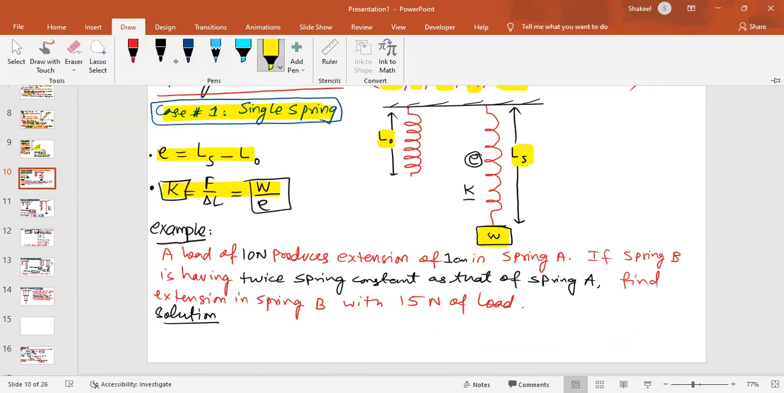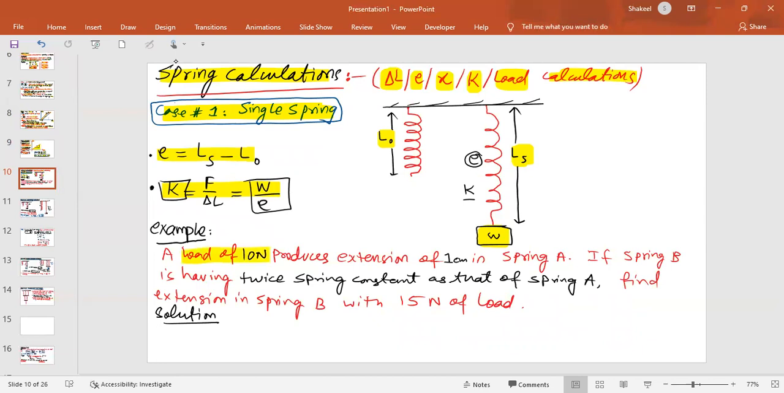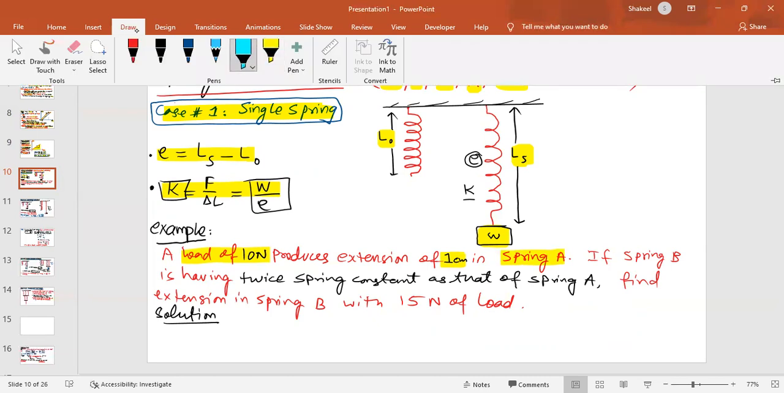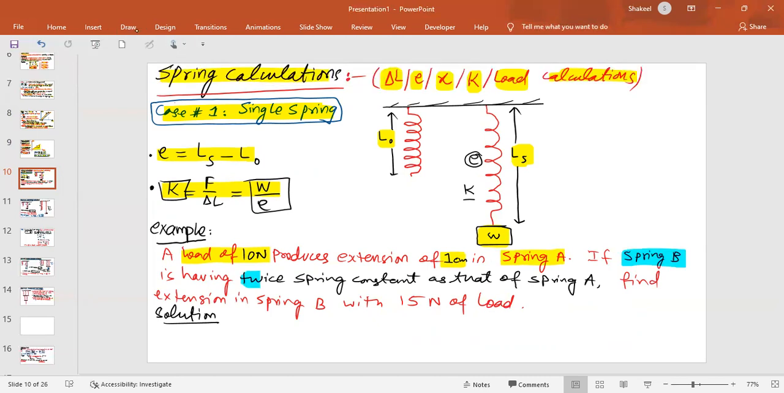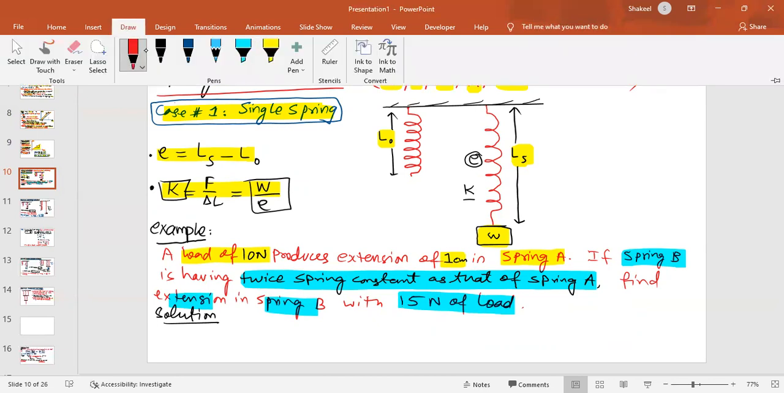Now let's solve an example. Let's say a load of 10 Newton produces an extension of 1 centimeter in spring A, and then there is a spring B as well. Spring B has twice the spring constant of A. Find the extension in spring B if a 15 Newton load is hung.